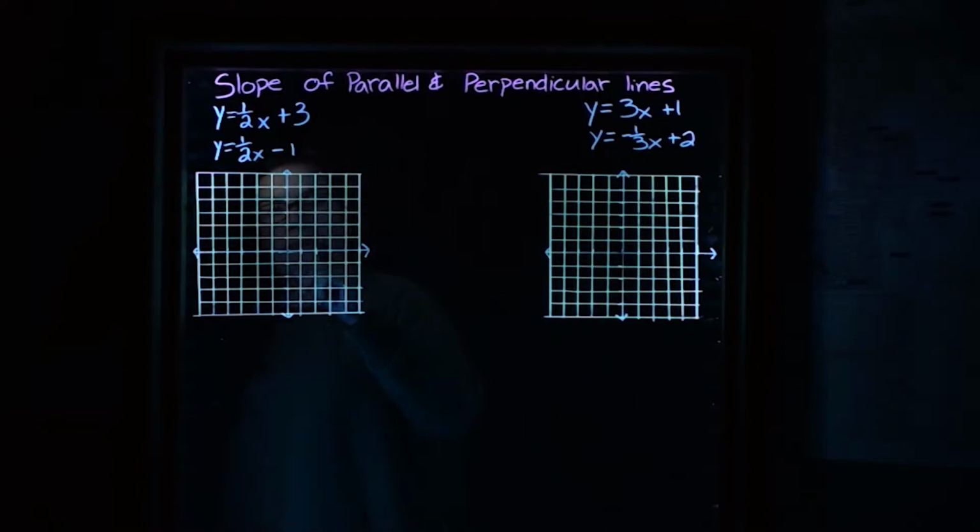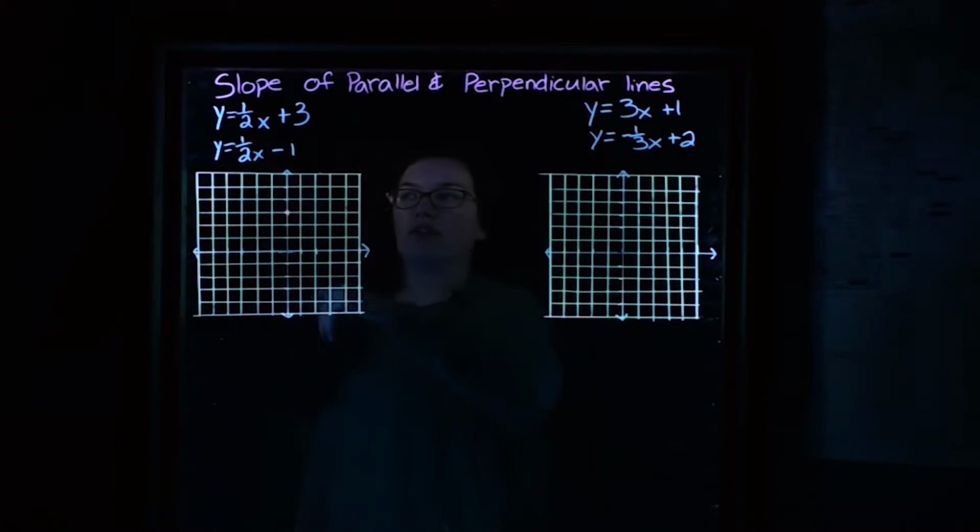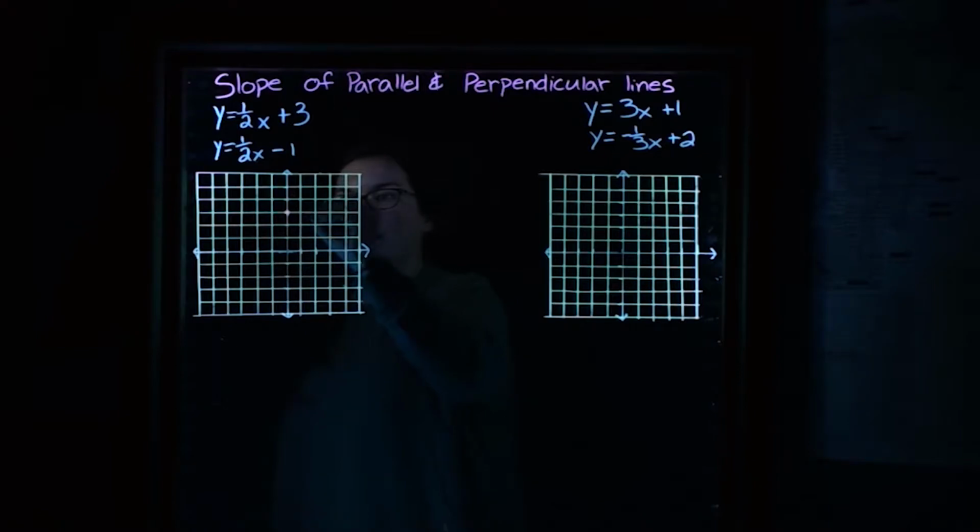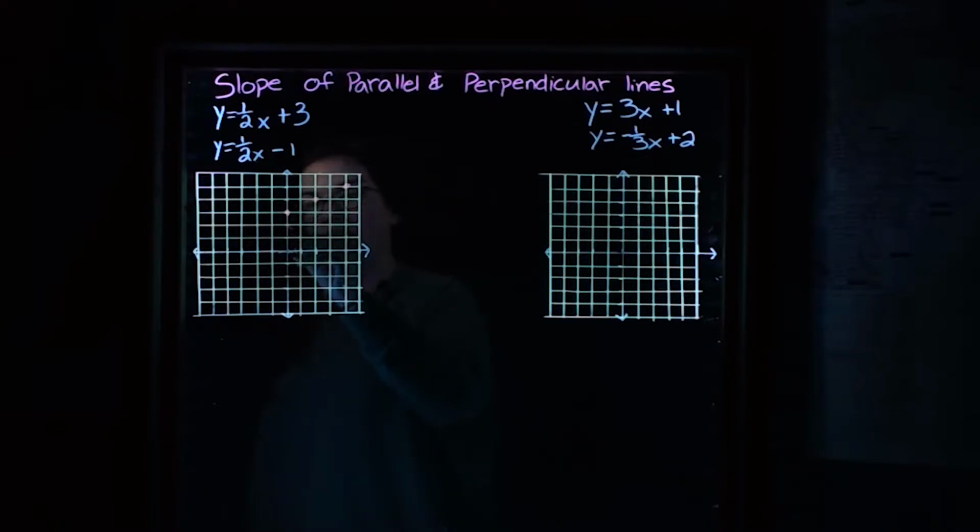I start with my y-intercept, which on my first equation is 3. So 1, 2, 3. Then my slope tells me up and over. This slope tells me up 1 over 2. So up 1 over 2. And then I do the opposite side of the line. So I go down 1 over 2, and I keep going until I run out of room.